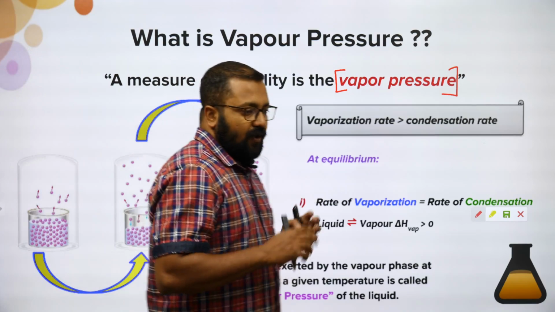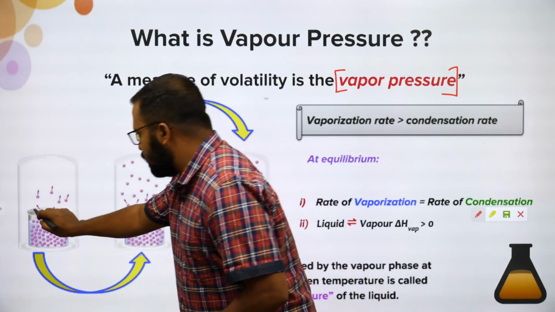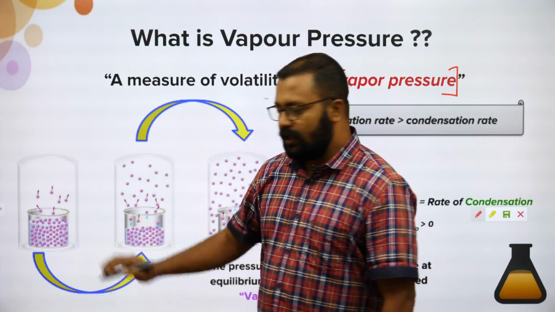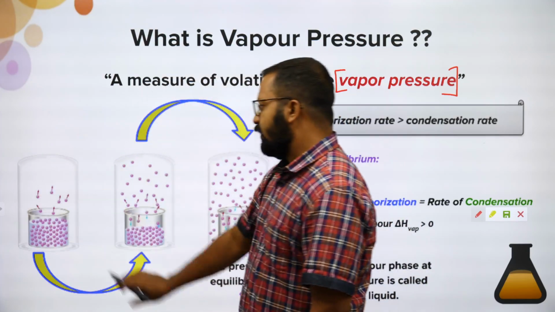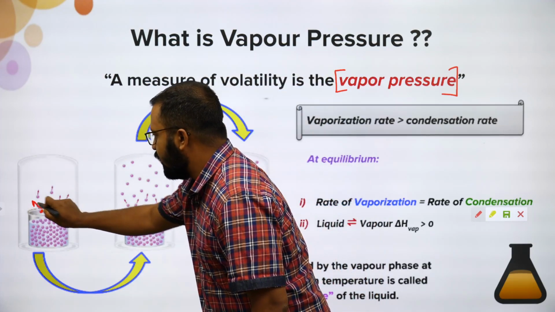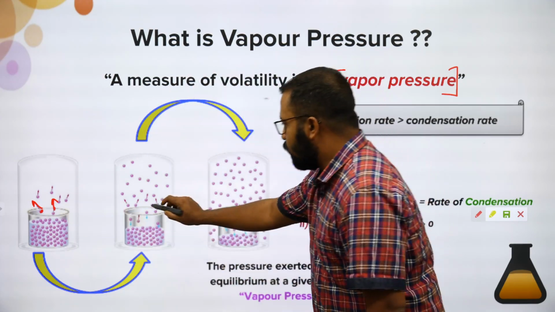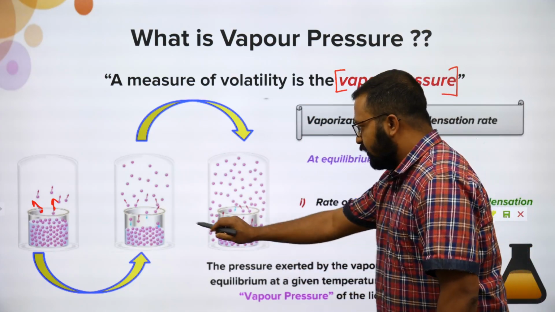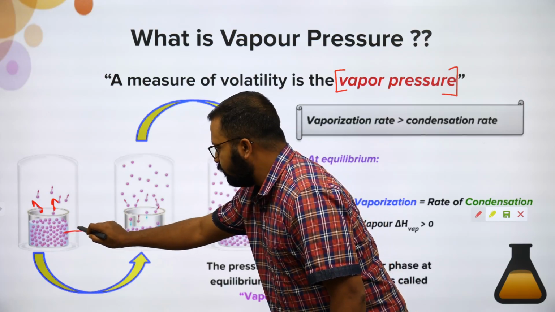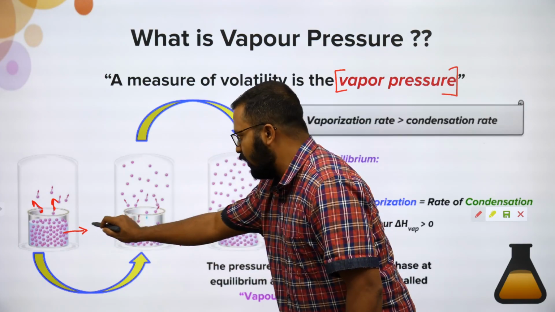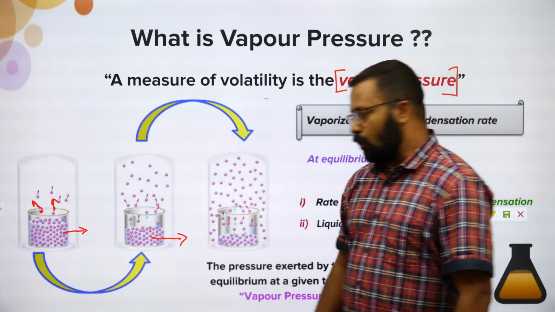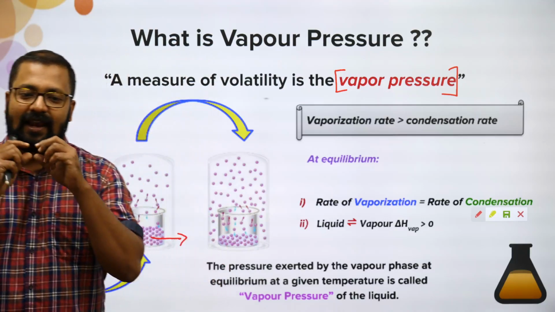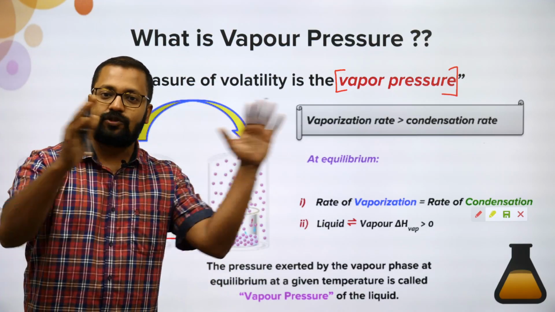Now when you take a liquid, do this: you take a liquid and you put it in a container. This liquid molecule will start escaping. Liquid molecules will start escaping, and after a while you will see that the level of solvent is decreasing. The level of solvent keeps decreasing. After a certain time you will see that the level of solvent becomes constant.